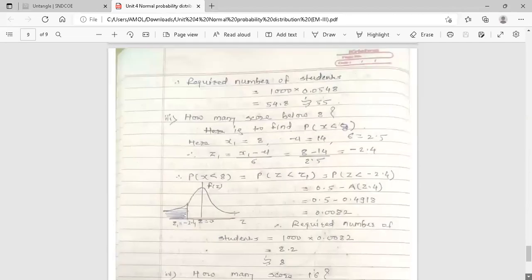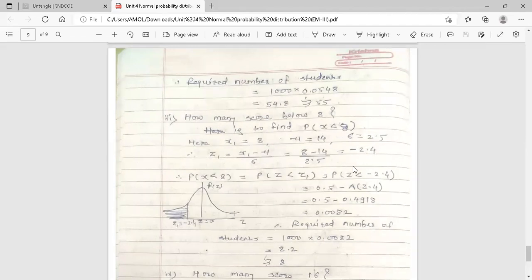Now the third sub question in the same question is how many score below 8. How many score below 8 means that is to find the probability when x is less than 8. So here x1 is 8. Now x1 is 8 and the mean mu is 14, sigma is 2.5 here. So you convert that x1 in terms of z1. z1 is equal to x1 minus mu upon sigma. This is the formula. Now x1 is equal to 8, mu is 14 and sigma is 2.5. You simplify it, and then z1 is equal to minus 2.4.